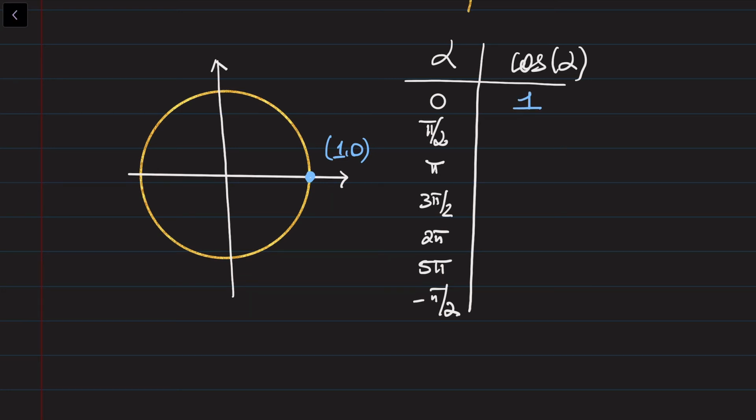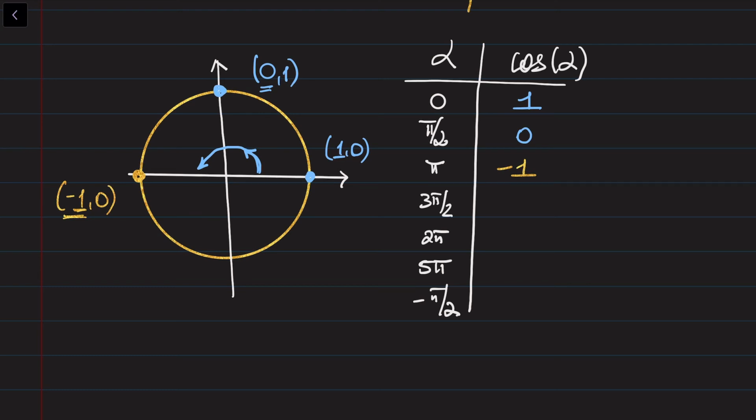Now I'm going to rotate the terminal line to pi over 2 in order to get this point with the coordinates 0 and 1, right? And you see, the x-coordinate of this point is equal to 0, so that's why the value of the cosine of pi over 2 is going to be equal to 0. So now we're going to draw the angle until here, so we are going to rotate the terminal line until here in order to get this point, for example. The coordinates of this point are -1 and 0, and the x-coordinate of this point is equal to -1, so that's why cosine of pi is equal to -1.